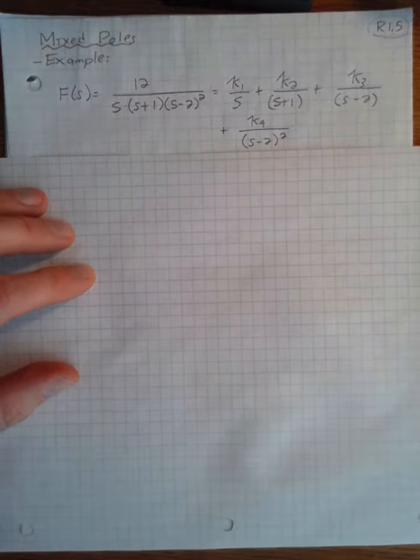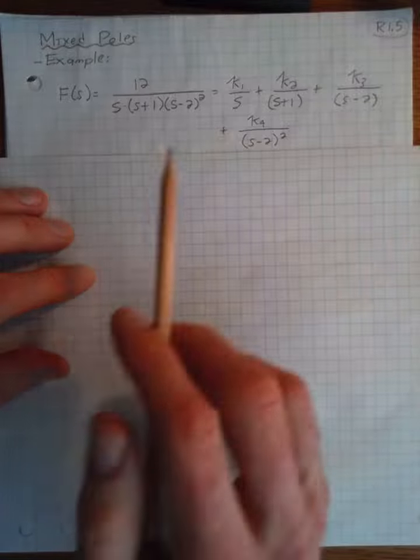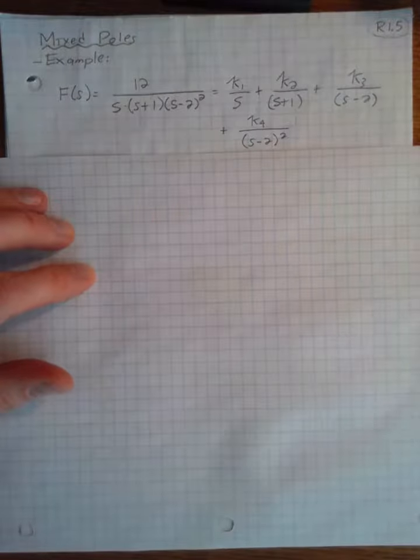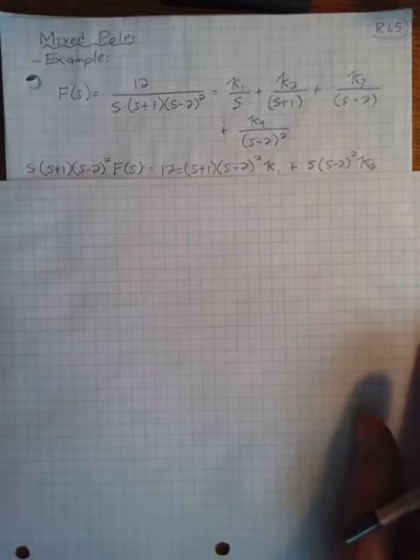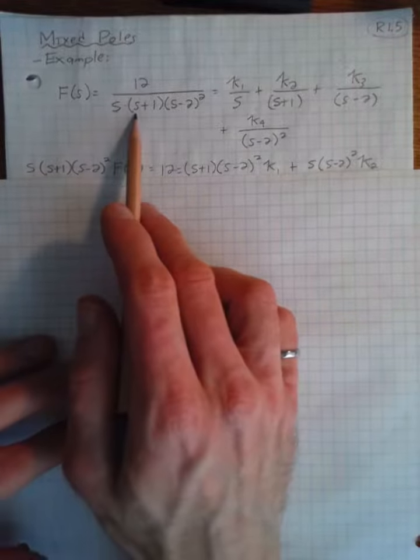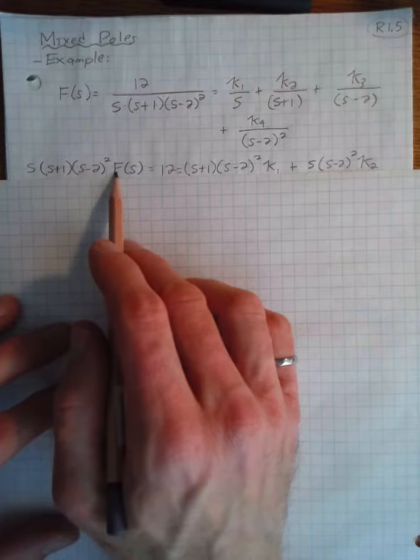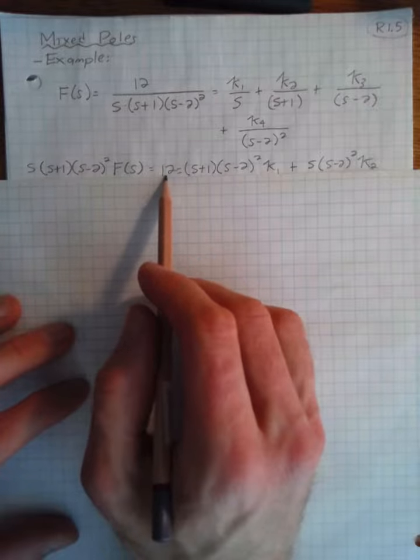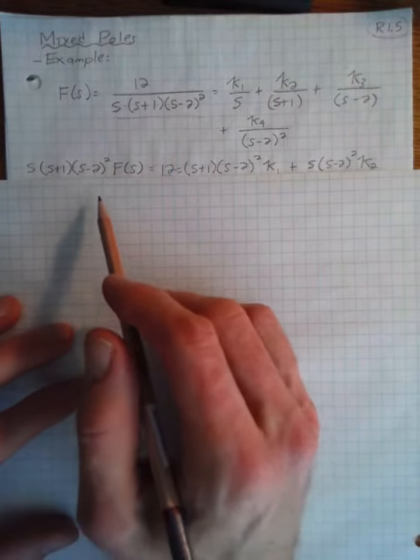And so I'm going to use the algebraic method to solve for the values of k1, k2, k3, and k4. I use the algebraic method for mixed poles as well as just repeating poles. And so we take our denominator and we multiply it by our equation. Of course, when we do that, the denominator cancels on the left-hand side and we just have 12. So 12 represents the left-hand side after the denominator is canceled.